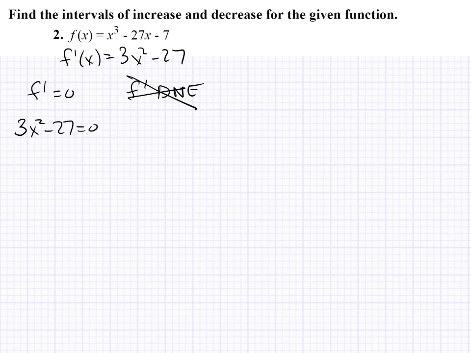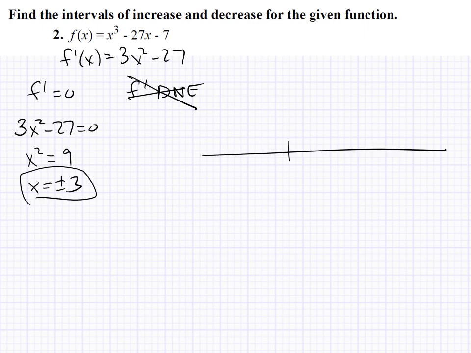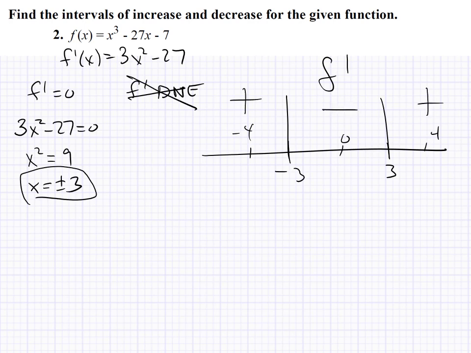So move the 27, divide by 3, I get x squared equals 9, so x equals plus and minus 3. There's two x values where the derivative equals 0. That's where we set up this plus minus chart. So we've got negative 3, we've got positive 3. We're looking at the derivative and figuring out where the derivative is positive and negative. So I'll plug in negative 4, 0, and 4 into the derivative. So square 4, 16 times 3 is bigger than 27, so it'll be positive. 0 would give me negative, 4 would give me a positive. So that tells me my function is increasing, decreasing, increasing.